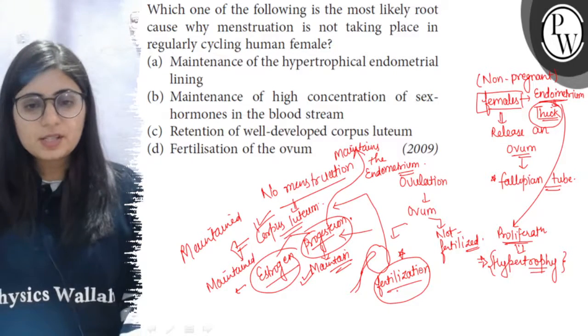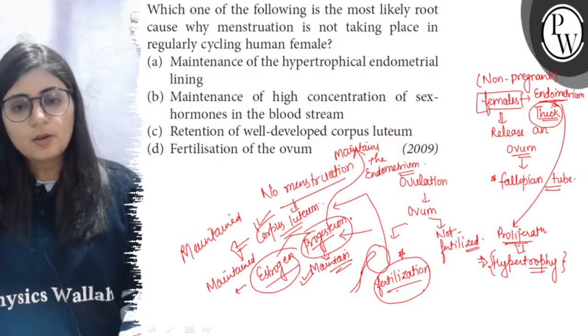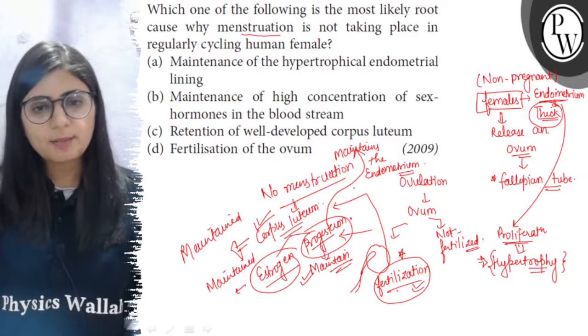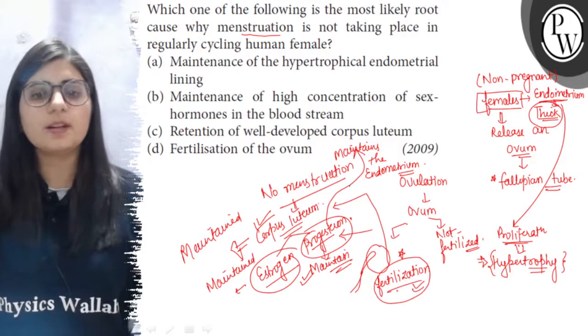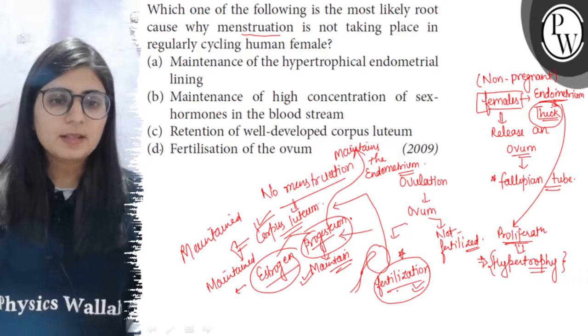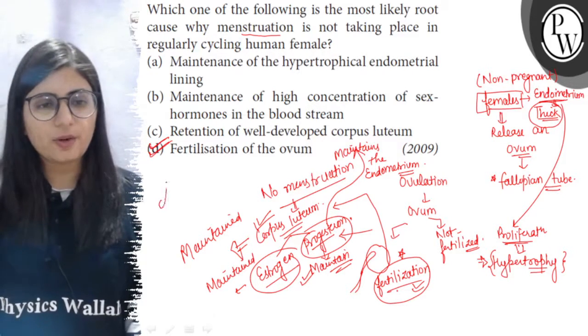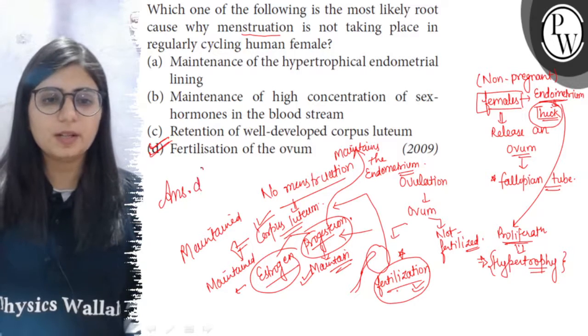But all these events occur only when fertilization is there. So the right answer of this question: if the female is not menstruating, it means no breakdown of endometrium is there, no bleeding is there. It means the chances are the ovum is fertilized. The right answer of this question is option D.